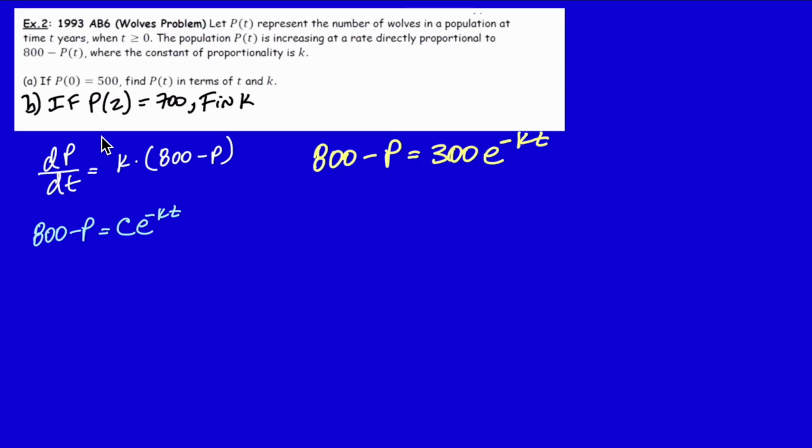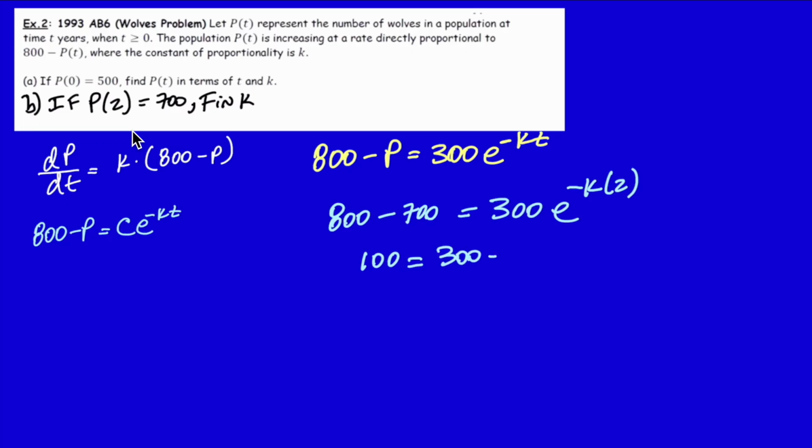Continuing on now for part B, if P of 2 equals 700, find the k value. So again, 700 is going to be the P, and the t is going to equal 2. So we're going to say 800 minus 700 equals 300 e to the negative k times t, and our t here is going to be 2. So here, folks, we're going to have 100 equals 300 e to the negative 2k. We're going to divide both sides by 300. We're going to get 1/3 equals e to the negative 2k.